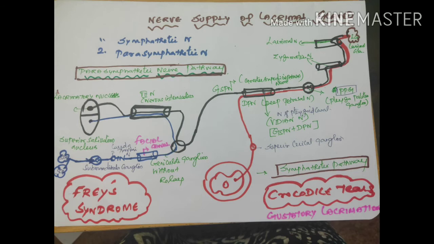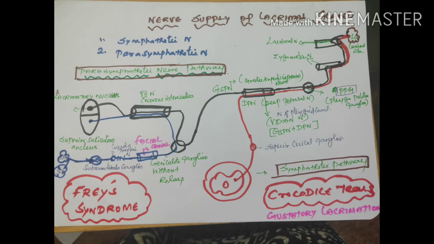The greater superficial petrosal nerve of parasympathetic and the deep petrosal nerve of sympathetic are going to join together and enter into the pterygoid canal as the Vidian nerve. What is the Vidian nerve? The greater superficial petrosal nerve plus the deep petrosal nerve together is called the Vidian nerve, or nerve of the pterygoid canal. Then the nerve of the pterygoid canal reaches the pterygopalatine ganglion for relay.